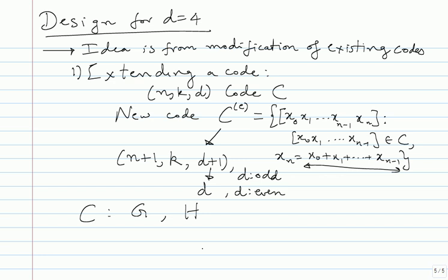So you can assume H is known to you, and then how will you modify H to come up with the parity check matrix for CE? That's the question.